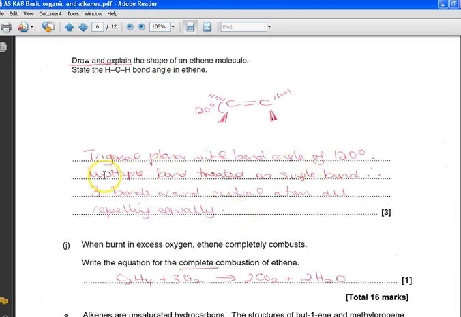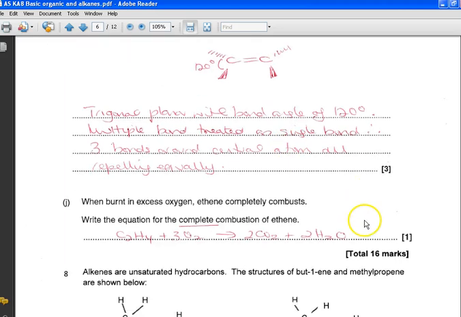Bear in mind, this is not part of the answer, I've just written this, that the multiple bonds are treated as single bonds when we're looking at shapes. So it's just treated as 3 bonds, 1, 2, 3. You wouldn't need to put that in your answer.